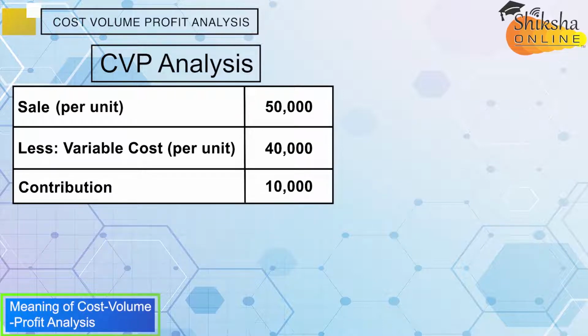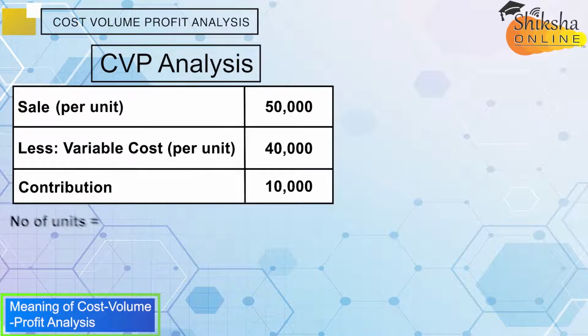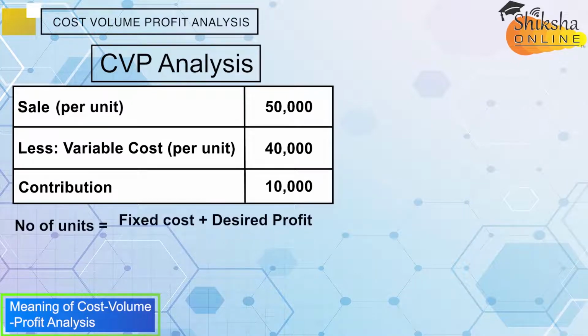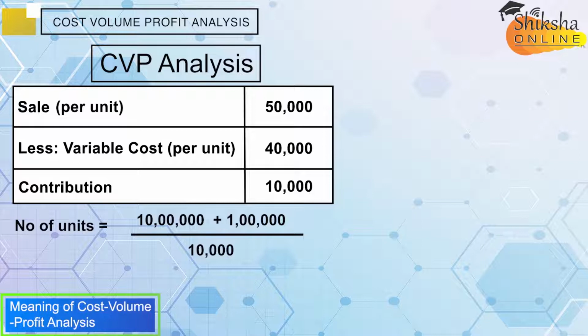Now suppose we want to earn profit of rupees 1 lakh per month, then how many units are required to be sold? For this we will use a formula, you can see on screen. Number of units is equal to fixed cost plus desired profit divided by contribution per unit. Fixed cost is rupees 10 lakh, desired profit which we are looking for is rupees 1 lakh, contribution we have already calculated previously, rupees 10,000. So we get answer 110 units.